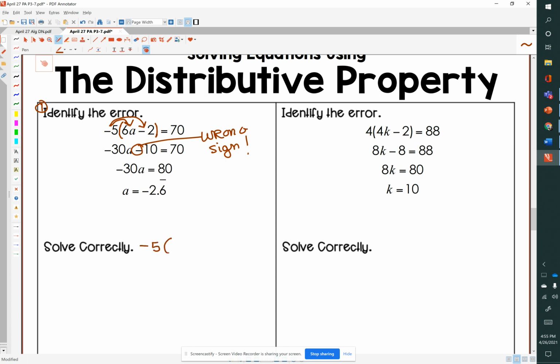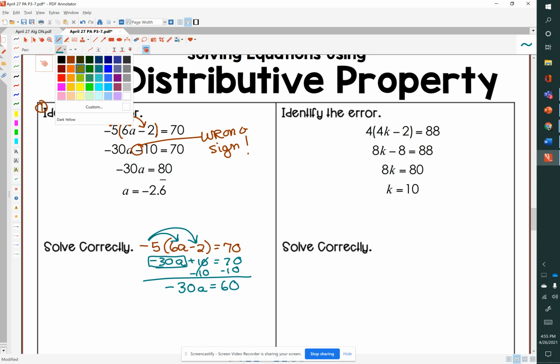Negative 5 times the quantity of 6a minus 2 equals 70. So negative 5 times 6 is negative 30, and we have that a. Negative 5 times negative 2 is positive 10 equals 70. Now, we're going to subtract 10 from each side so that we can isolate this negative 30a. So negative 30a equals 60.